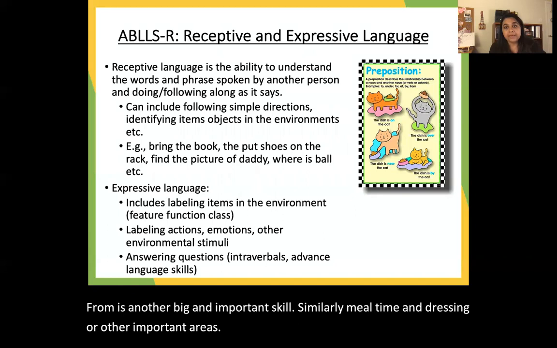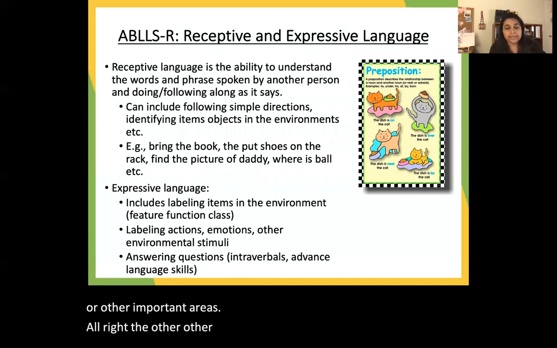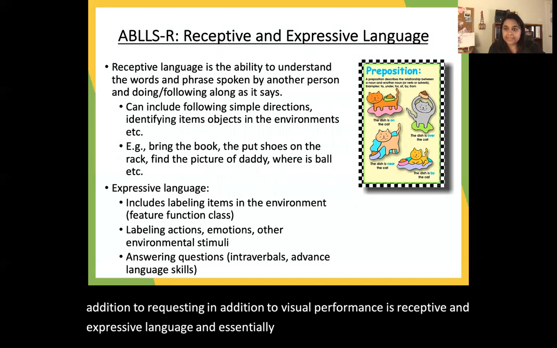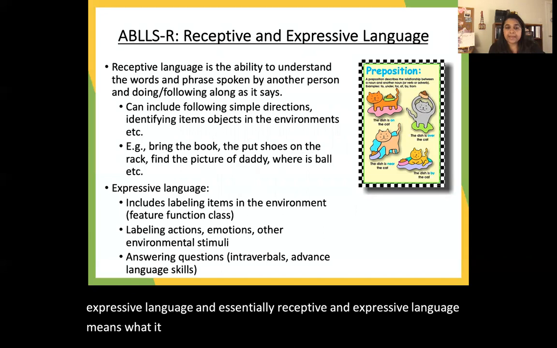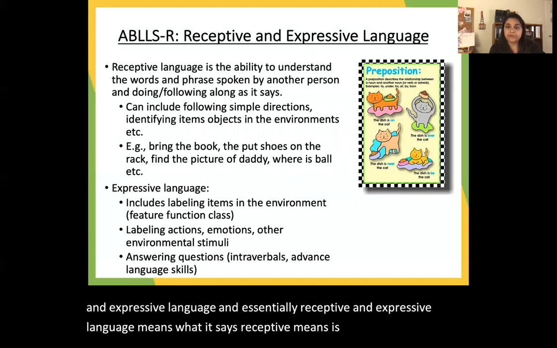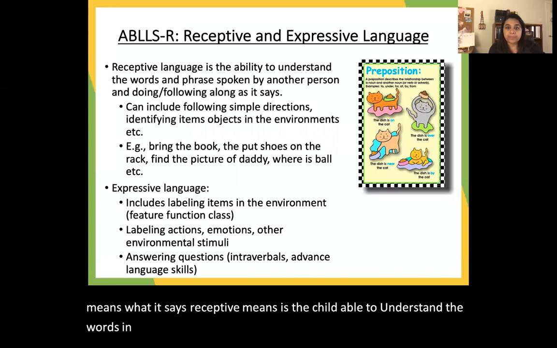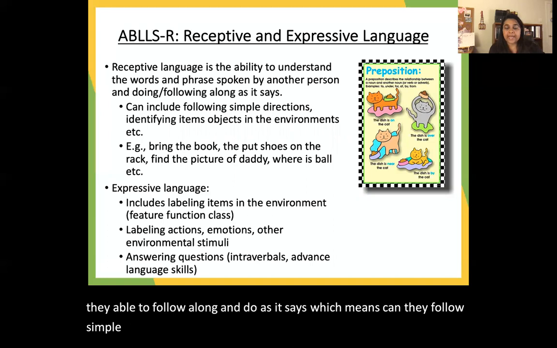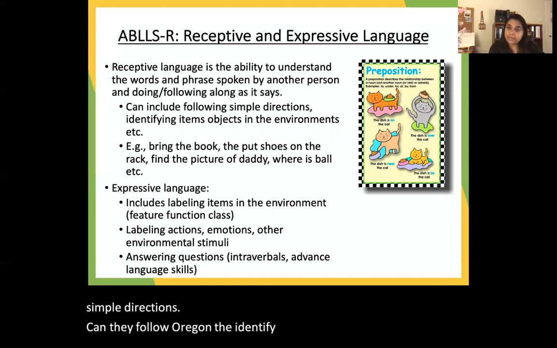All right. The other domain that we'll focus on in early intervention, in addition to requesting, in addition to visual performance, is receptive and expressive language. And essentially, receptive and expressive language means what it says. Receptive means, is the child able to understand the words and the phrases that are spoken by another person, and then are they able to follow along and do as it says? Which means, can they follow simple directions? Can they identify simple objects in their environment based on what I might say?